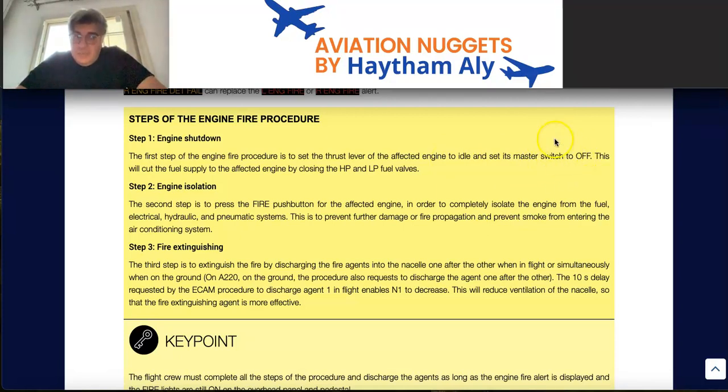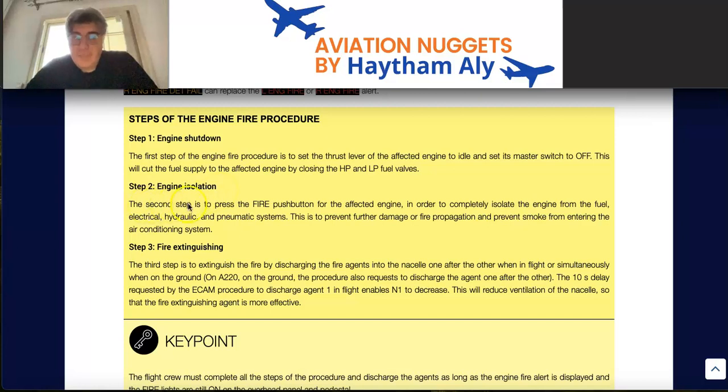Isolate the fuel. This will cut the fuel supply to the affected engine by closing the high pressure and low pressure fuel valves. Master lever off, close the high pressure fuel valve on the wing and the low pressure fuel valve on the engine, so that the engine will be immediately shut down. Okay, everybody? Engine isolation, release the fire push button.